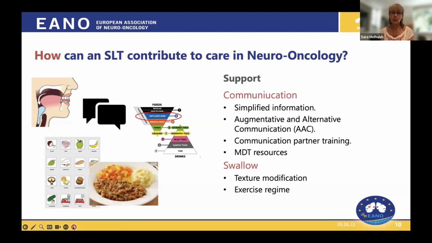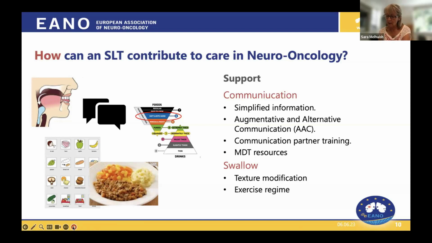Now we come to support and intervention. This is just so important. I'm passionate about providing this support and intervention because we can't assess patients, identify deficits, and then not provide the support that's required to maintain or improve function and quality of life. There are so many ways SLTs can support communication deficits, and just a few are listed here.